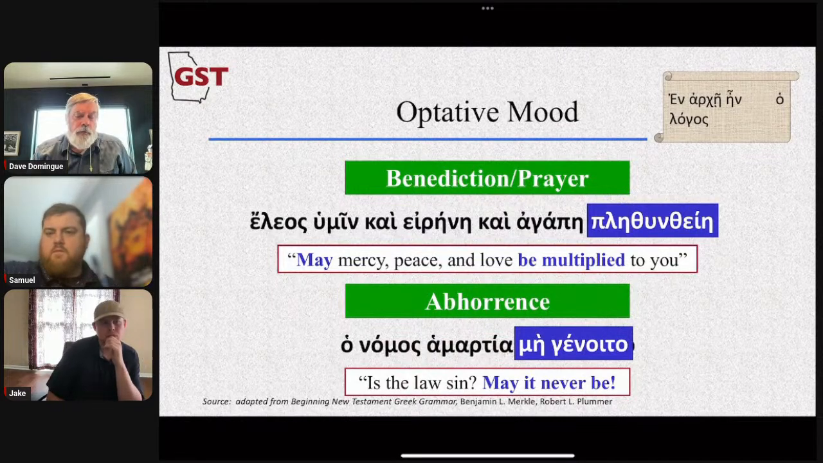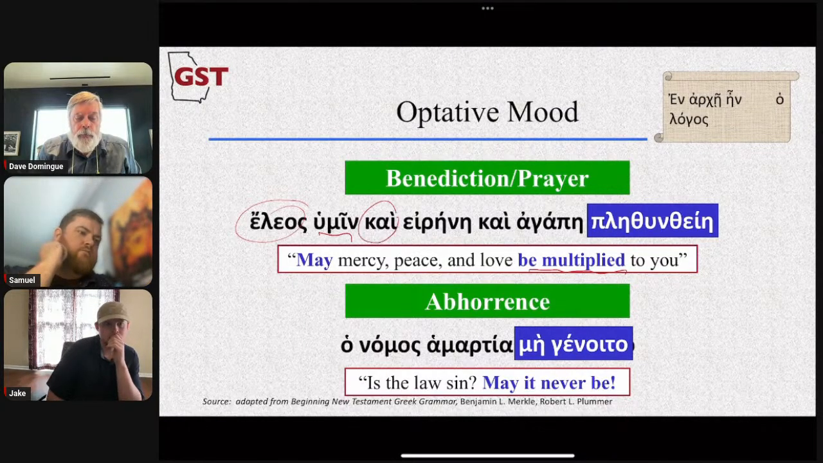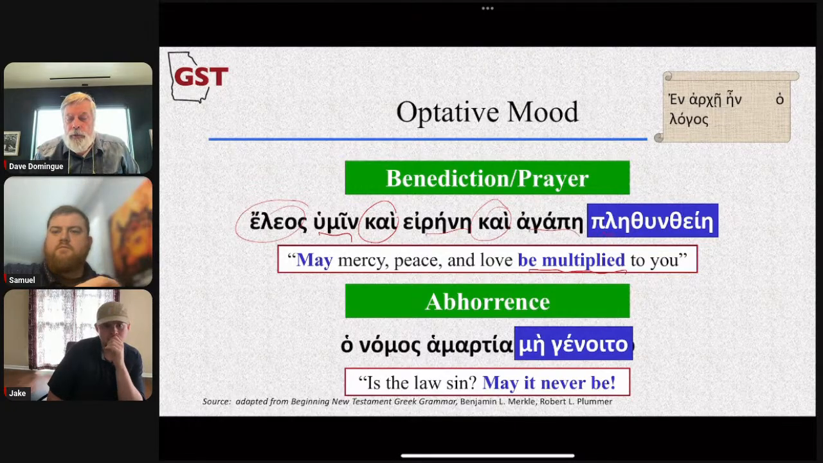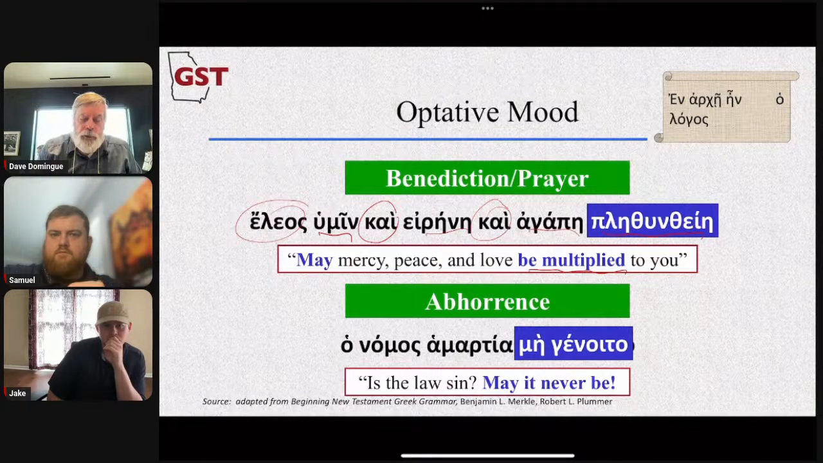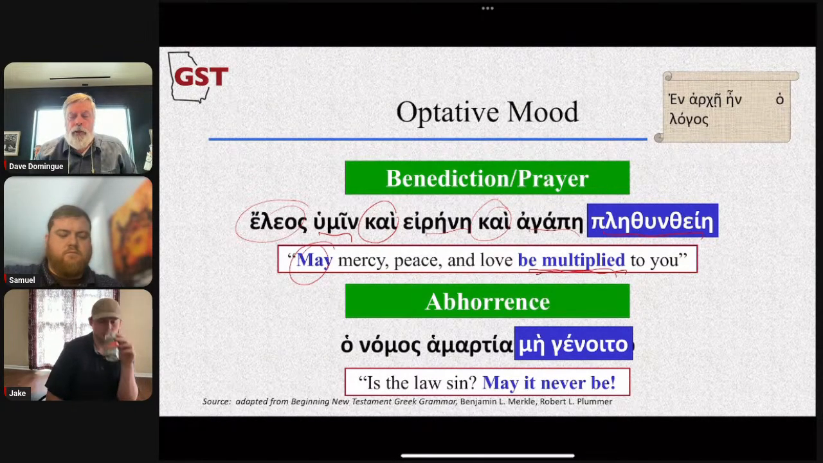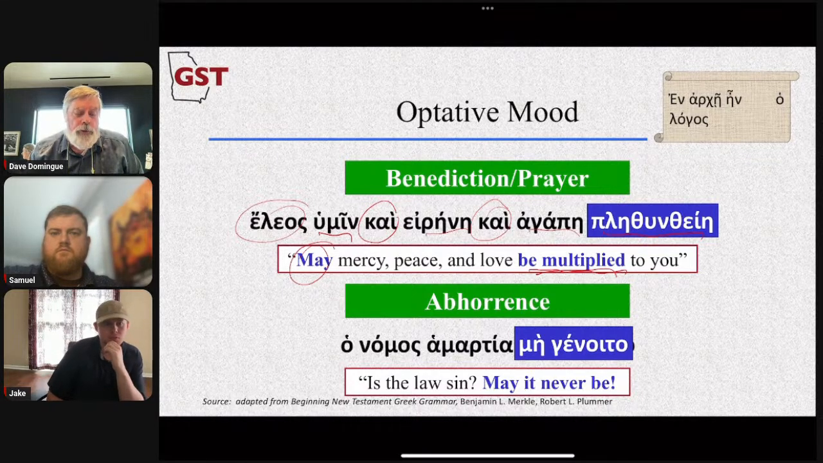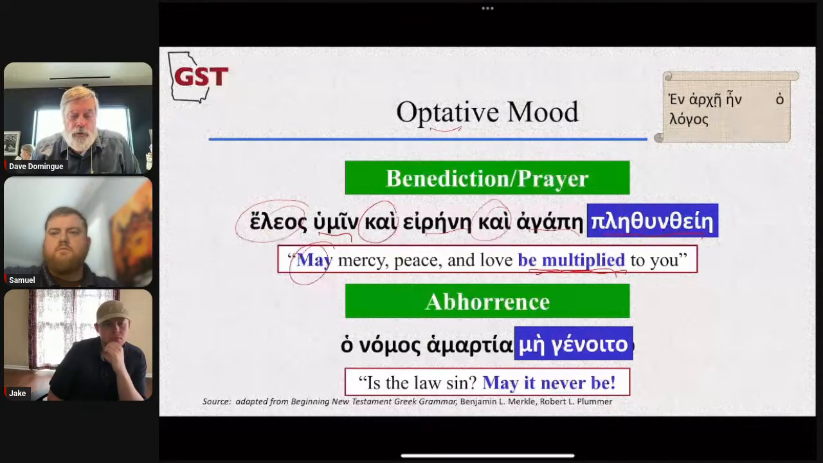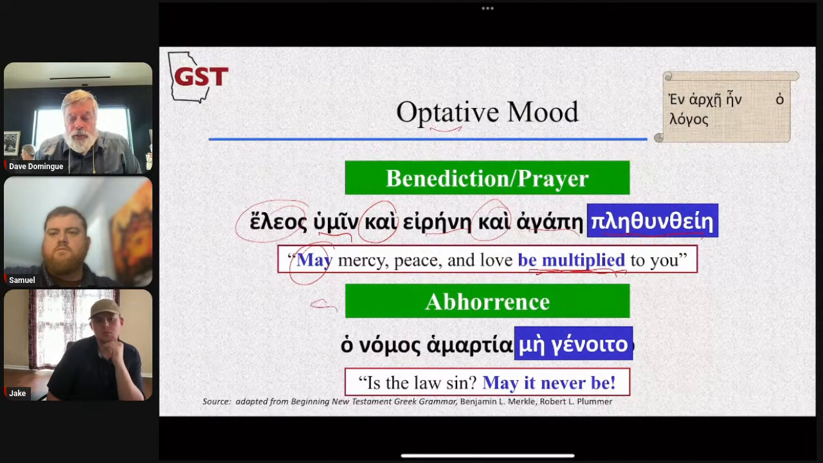And then it's also used in a prayer or benediction, right? May mercy, peace, and love be multiplied to you. Because it's a benediction of prayer, it's an optative mood: may it be multiplied to you. It's a desire, it's a wish. So it's not a subjunctive in the sense that it is a possibility, although it is a possibility, but this is expressed more as a wish or desire. That's really what the optative is trying to do. Or an abhorrence, right? Me genoito. So is the law sin? May it never be.